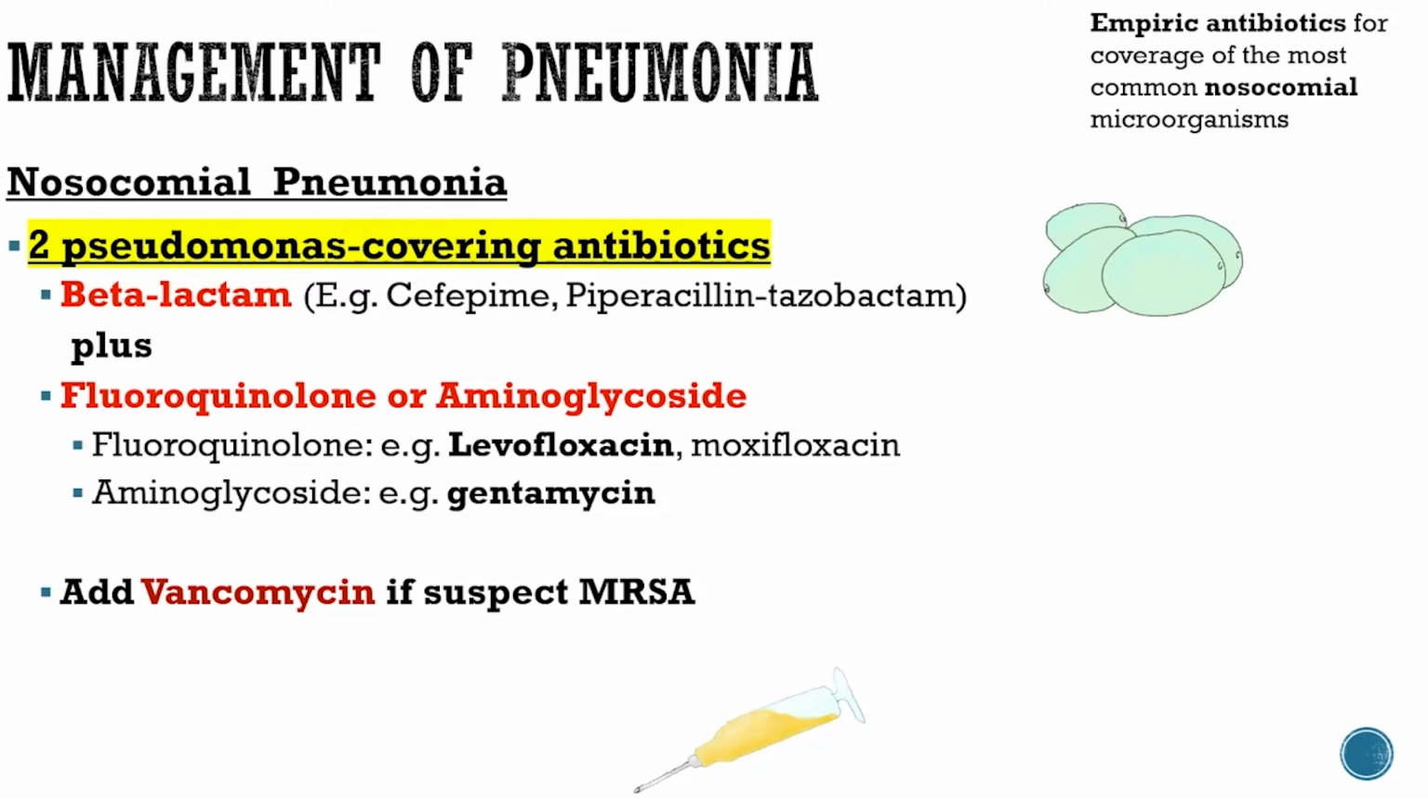Keep in mind that if you suspect MRSA, for example, you see abscesses in the lungs, or this patient has a history of IV drug abuse, you should consider adding on vancomycin, which can target Staph aureus, and particularly methicillin-resistant Staph aureus, a much more dangerous form of Staph aureus.